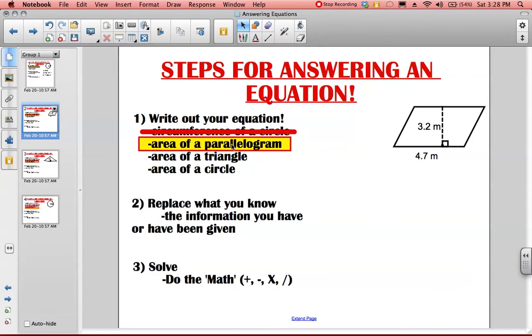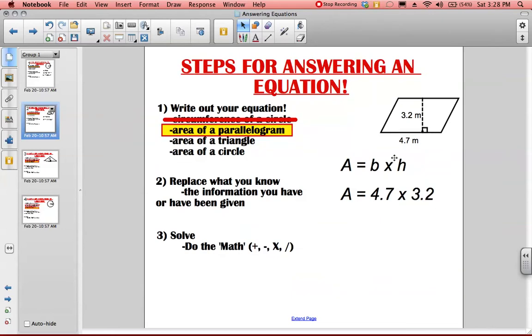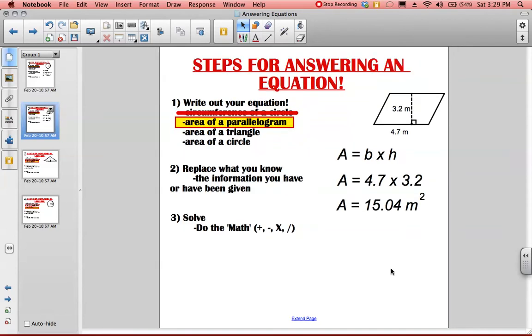Next section, area of a parallelogram. First things first, write out your equation. In this case, our equation was area is equal to the base, or the bottom, times the height, or the line that connects our 2 parallel lines, our top and our bottom, at a 90-degree angle. We replace what we know. Our base is 4.7 meters, and our height is 3.2 meters. When you multiply those two together, you get 15.04 meters squared.